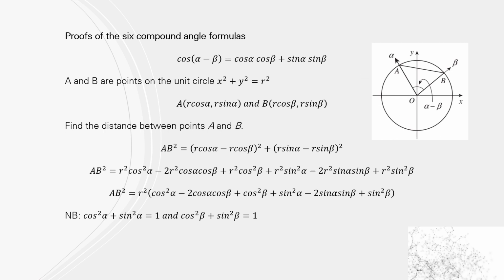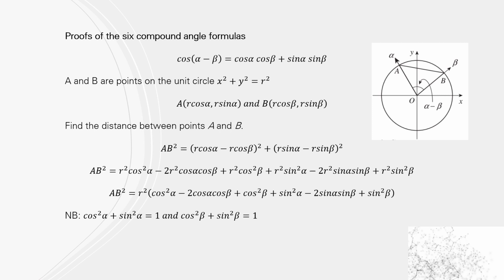So if we find the distance between the 2 points using the distance formula, that's d squared equals x2 minus x1 squared plus y2 minus y1 squared. So just using those points, if you then expand that, like expanding a quadratic, square the first, twice the product, square the last, you end up with AB squared equals r squared outside of cos squared alpha minus 2 cos alpha cos beta plus cos squared beta plus sine squared alpha minus 2 sine alpha sine beta plus sine squared beta.